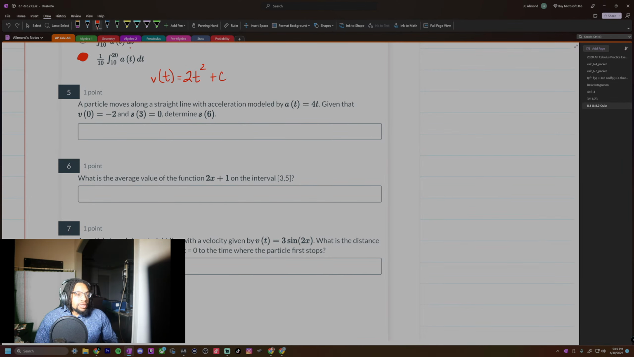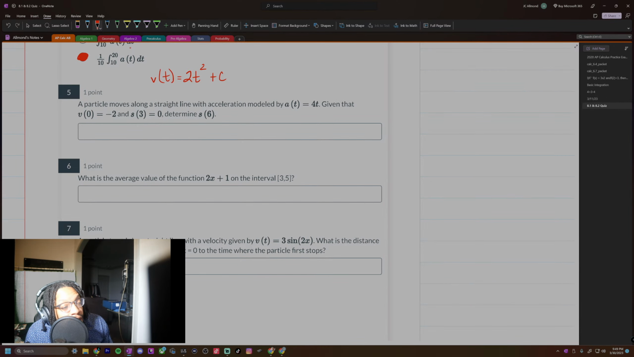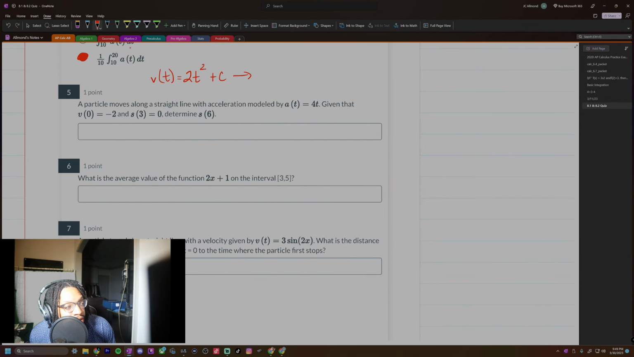So boom. And remember, you can always check by taking the derivative. What's the derivative of 2t squared? That's just 4t. Or I should say 2t squared plus c, the derivative is still 4t. So I have my velocity function, kind of. It tells us that when t is 0, my velocity is -2.